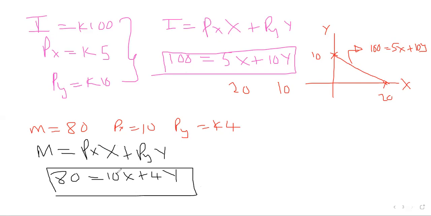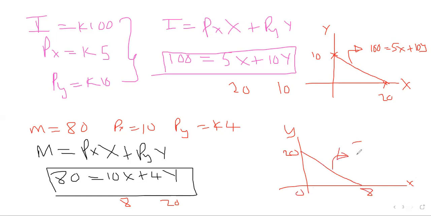So how are we going to sketch this budget line? We calculate the intercepts. On the X, 80 divided by 10 is 8. 80 divided by 4 is 20. So if we draw this budget line, on the Y it will cut at 20. On the X, it will cut where? At 8. So this is our budget line, which is given by 80 is equal to 10X plus 4Y. Are we together so far?